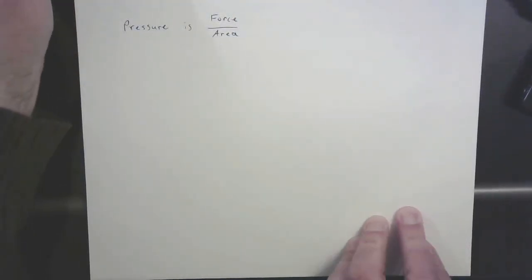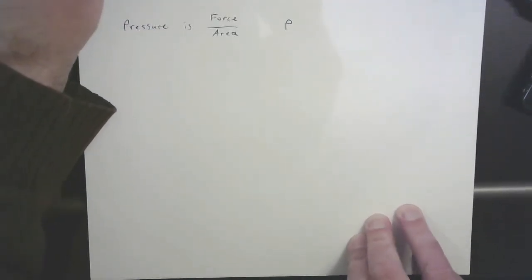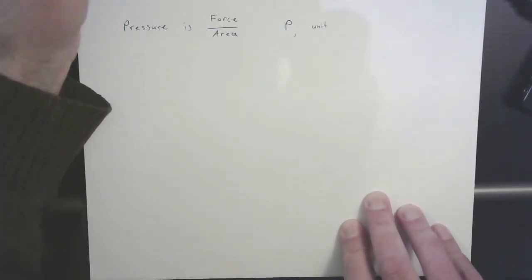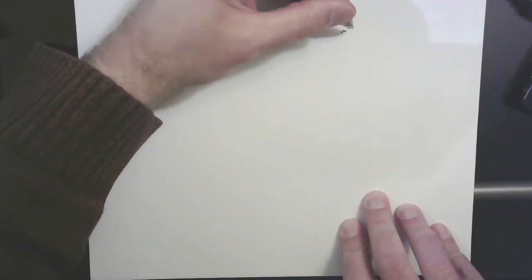Hi, let's talk about pressure and how pressure increases with depth. Pressure is force per unit area. So you take some amount of force and then you divide by some area over which it is acting, and that is pressure. We're giving it the letter P, so P for pressure, and the unit is going to be force over area, so you could say newtons per square meter.